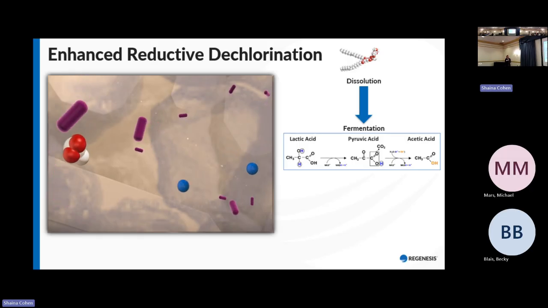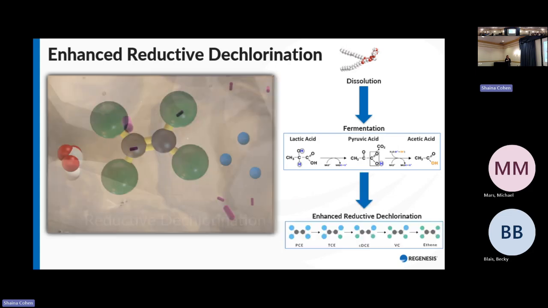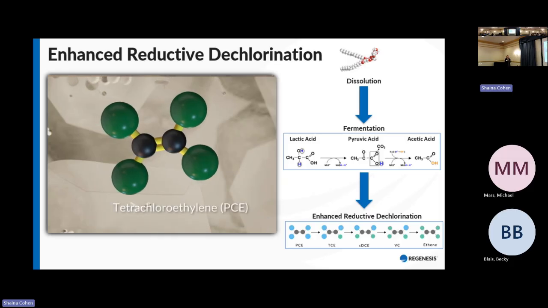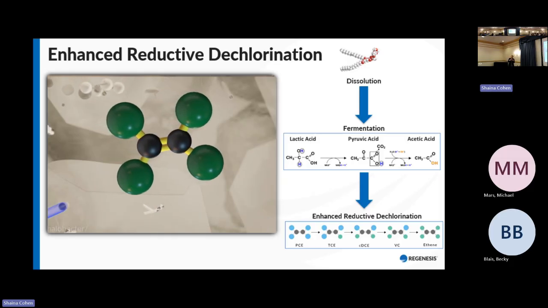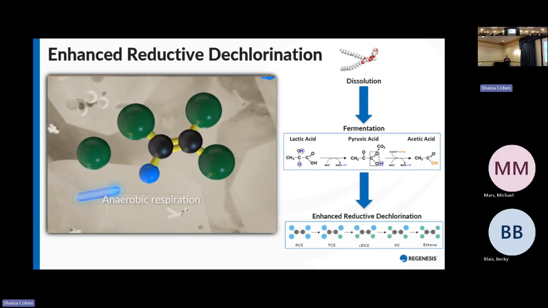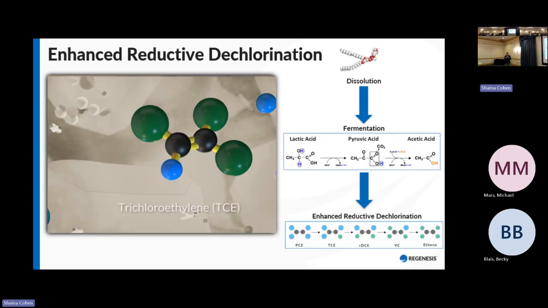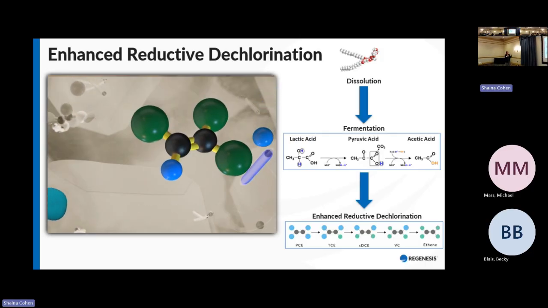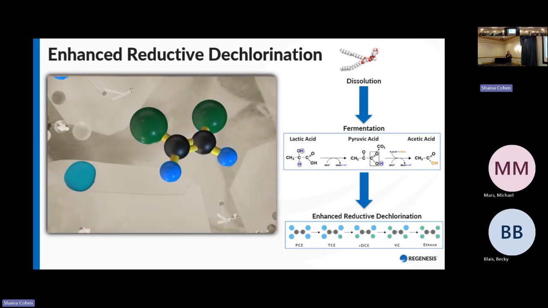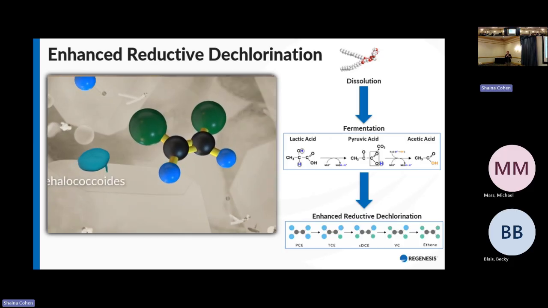So once we have the hydrogen readily available in the system here, then say we have a PCE molecule here, it will come in contact with the appropriate bacteria. And once hydrogen is also there, that anaerobic bioremediation process is sequentially plucking off each of the chlorine atoms, and we end up with our non-toxic end product of ethene at the end there.